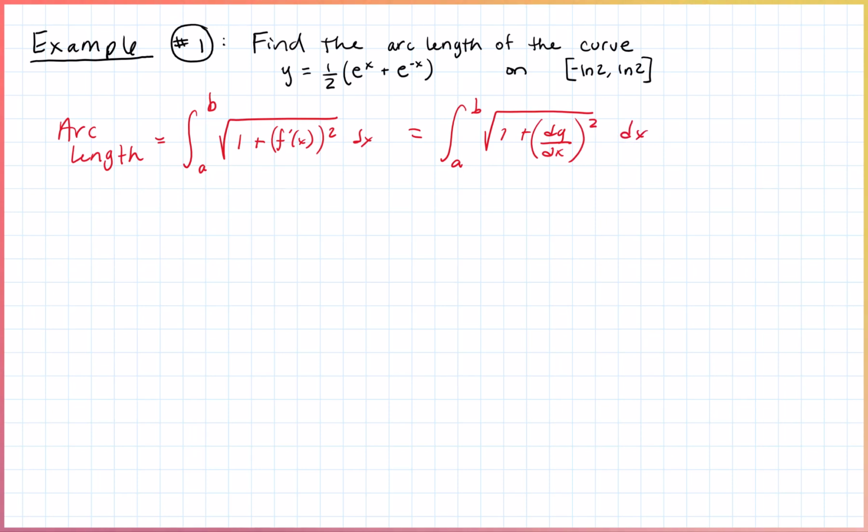So we need to plug into that formula, simplify and calculate. Now, this whole square root of 1 plus a derivative squared can often be simplified a lot before we jump into the integral.